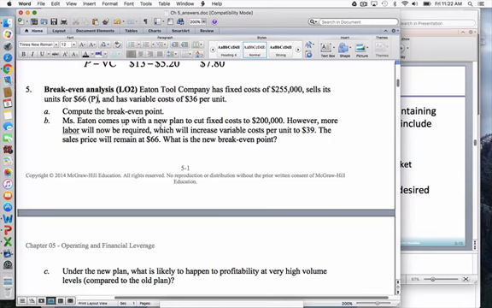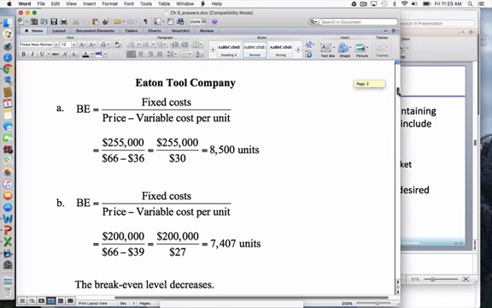The business comes up with a new plan to cut fixed costs from 255,000 to 200,000. That's kind of becoming more conservative when you lower your fixed cost. However, more labor will now be required. Yes, it's a trade-off, like we had in the second case, which will increase variable cost per unit to 39. So more variable cost per unit, less fixed cost. The sales price stays the same. What is the new break-even point? Now that we know that the business is becoming more conservative, we are going to expect a lower break-even point in units.